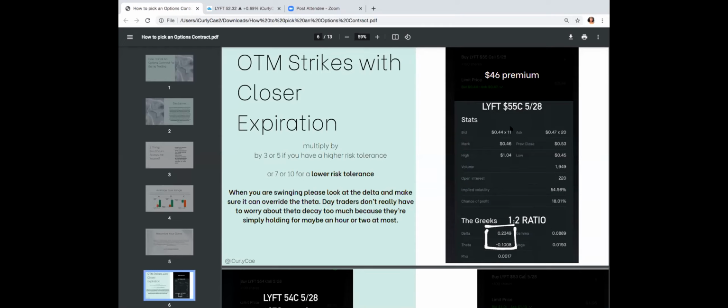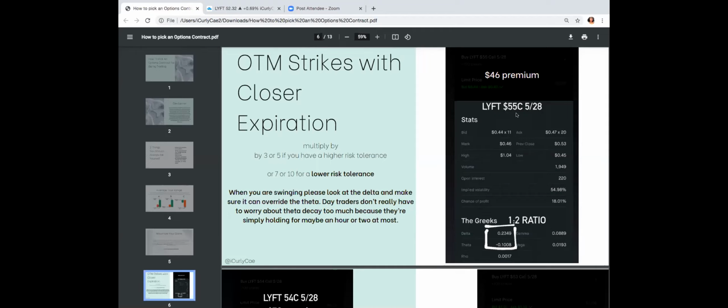So with this particular Lyft contract, with the $55 call, because from the previous price of the stock for Lyft, I thought that it could do a $3 move. So $55 might be safe. Multiplying it by 3 or 5, it's putting me at May 28th. I'm also going to do June 4th for you guys.